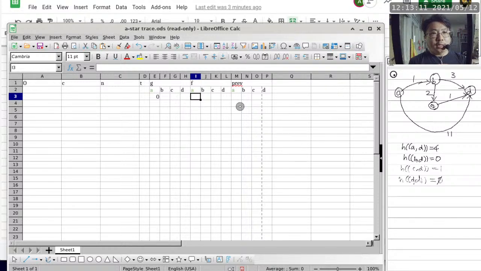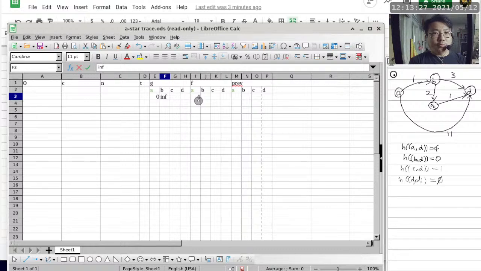So in this case, we rely on H of AD to add to the G value to give us an estimate of the length of the shortest path from vertex A to vertex D. So it would be 0 plus 4, which is just 4 itself.